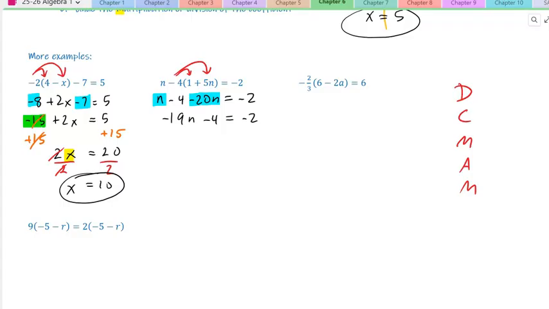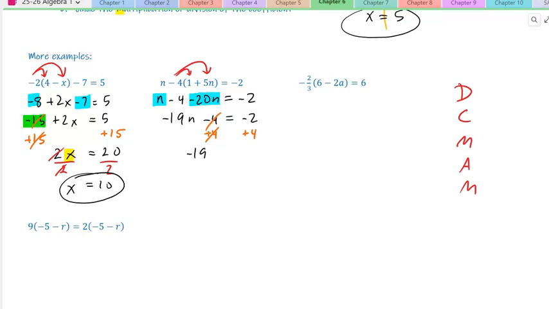Okay, now what I'm going to do is move variables from one side to the other. I don't need to because there aren't any, except for the n, and it's already on one side. I'm going to undo any addition or subtraction, so I'm going to undo the subtraction of 4. I'm going to add 4 to both sides.